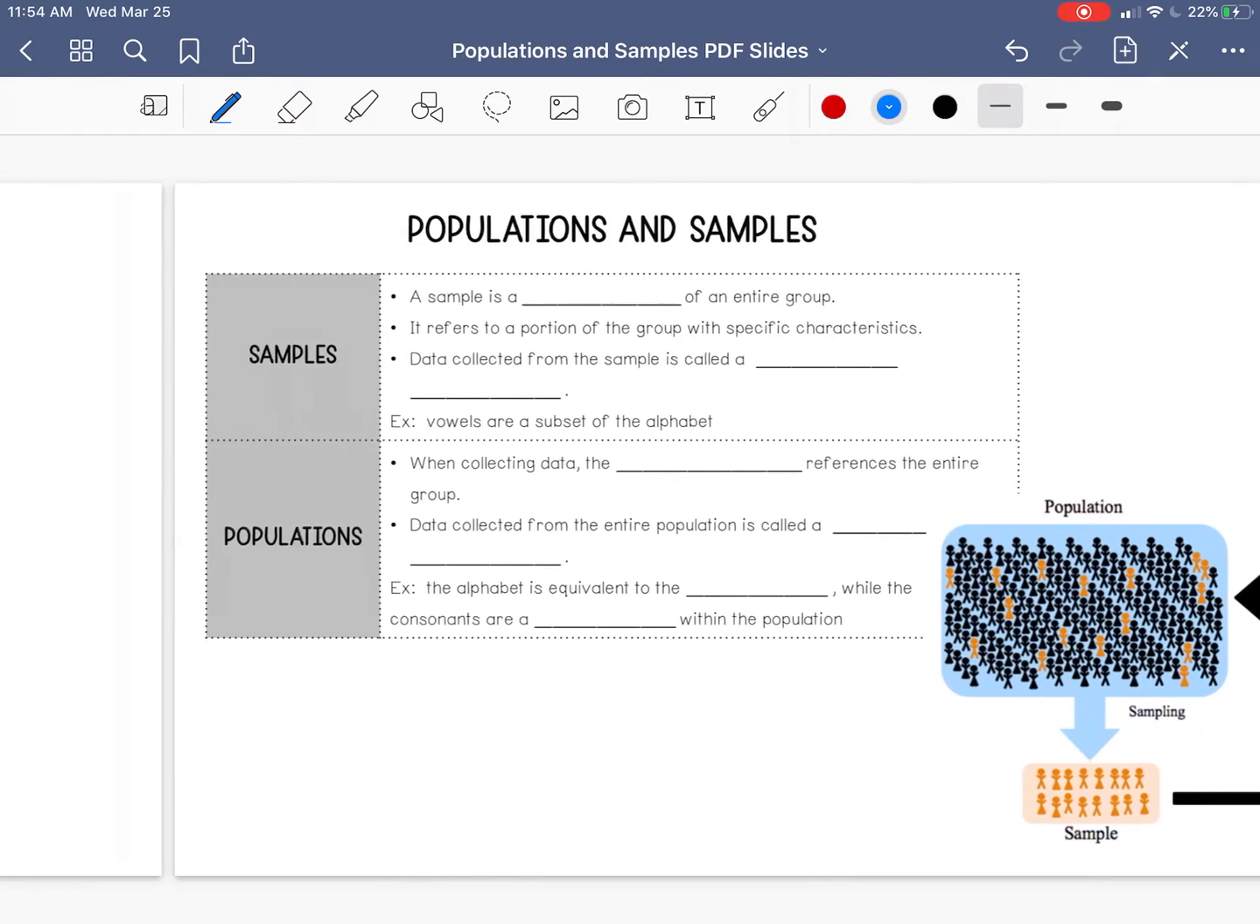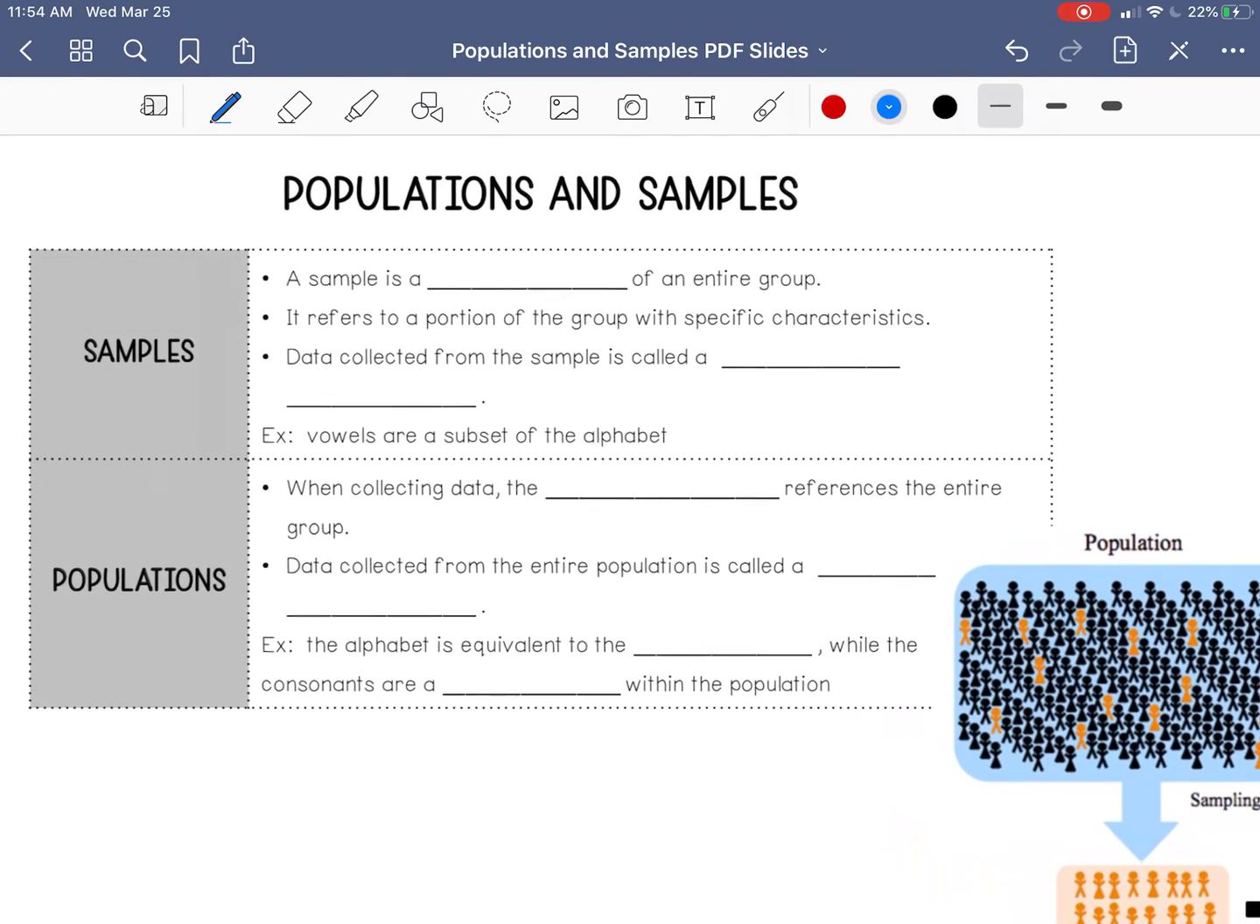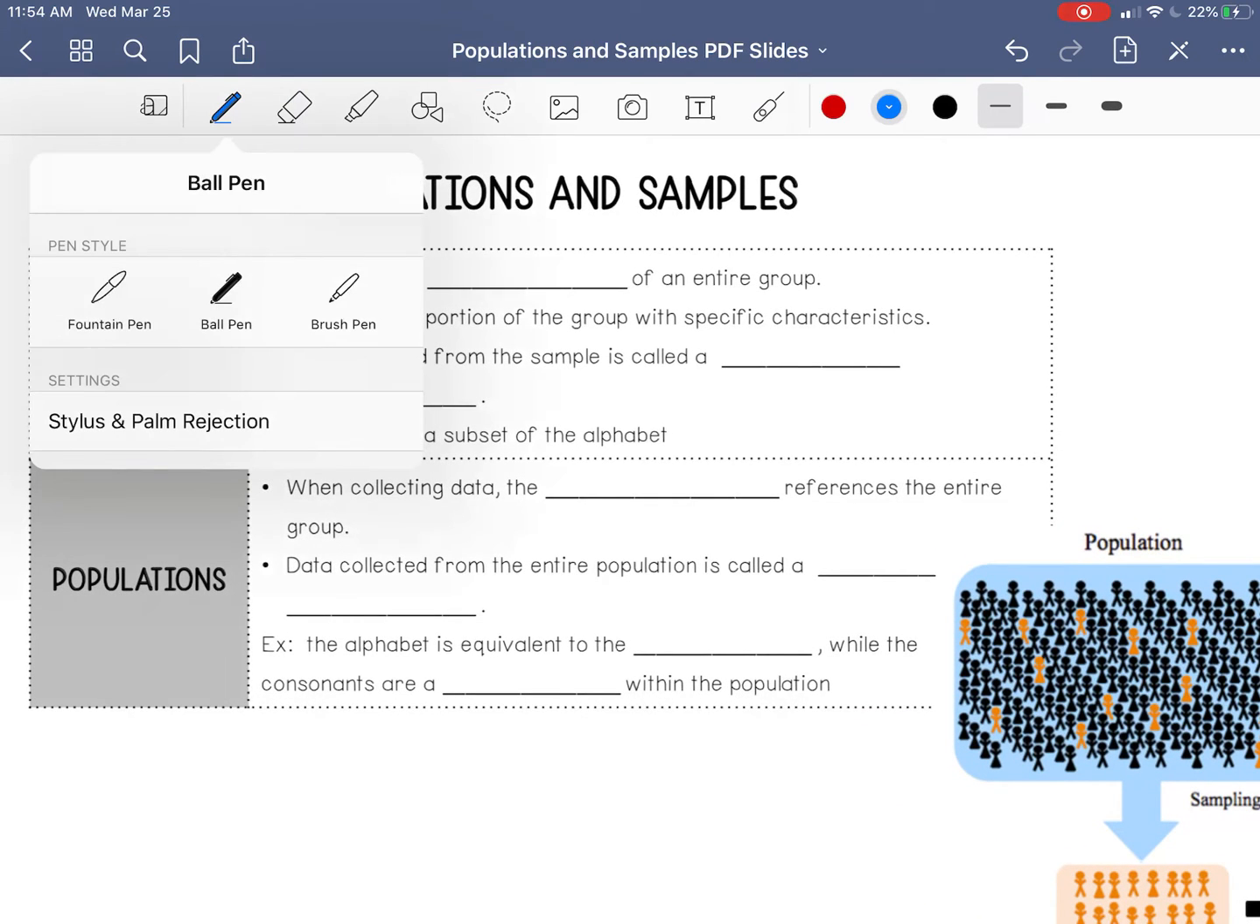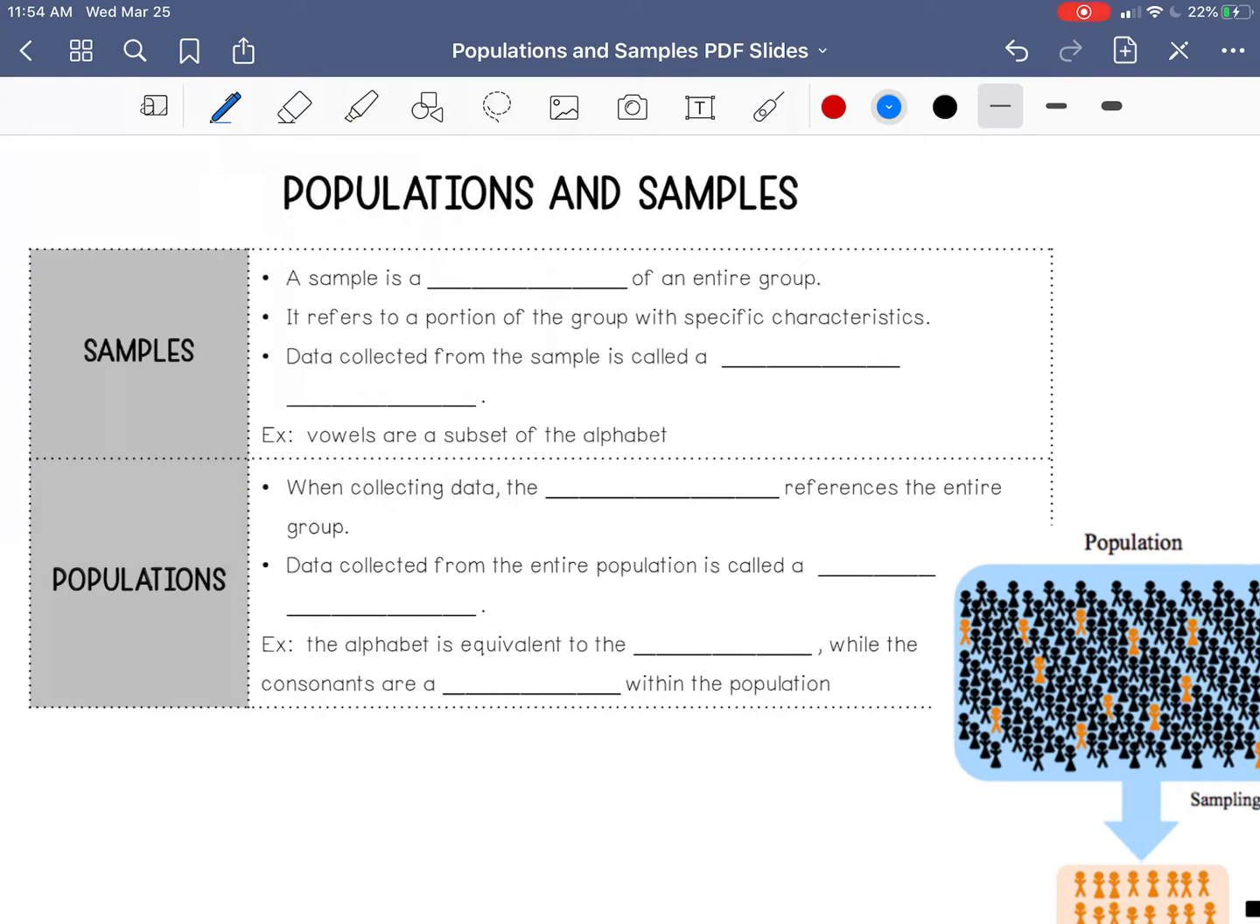If we're looking at the difference between samples and populations, a sample is simply a subset, or a small part, of an entire group. It refers to a portion of the group that has specific characteristics that we're looking for. In the example I just gave, we're looking specifically at every other seventh grader that comes to the top of the building 3 stairs. When we collect data from a sample, that's called our sample statistic.